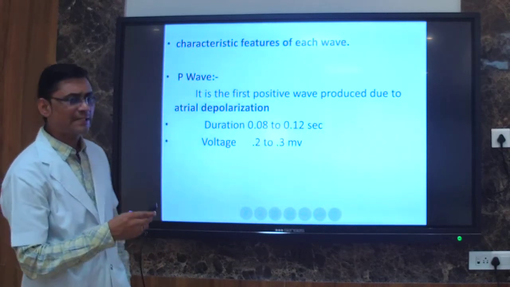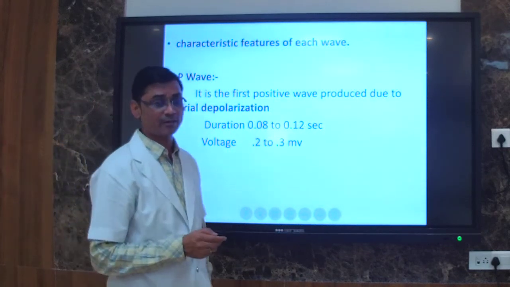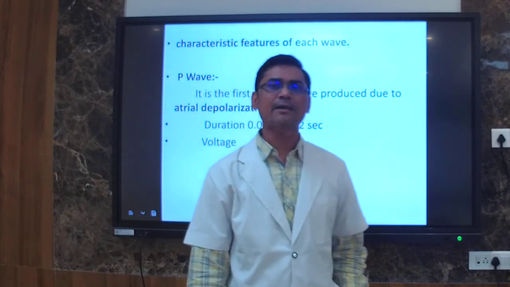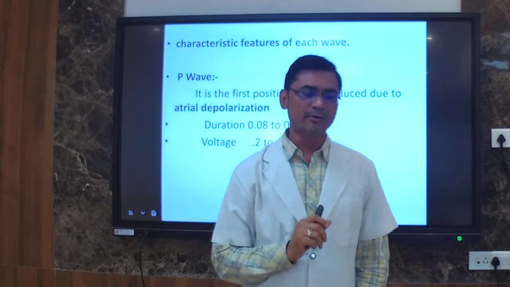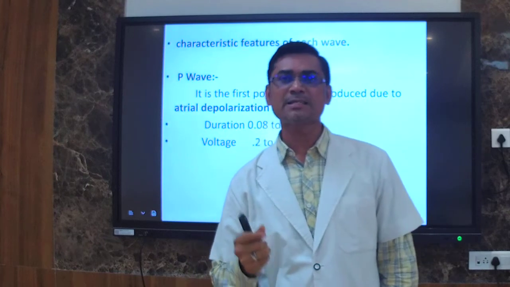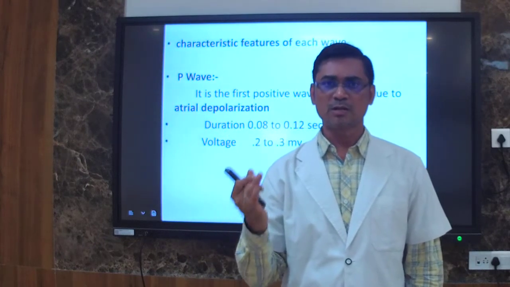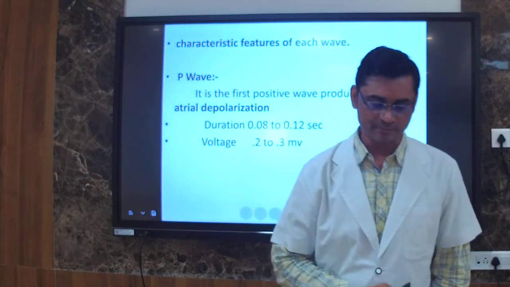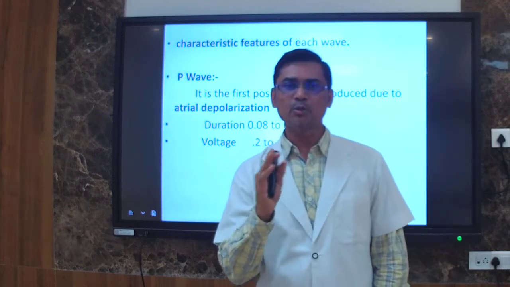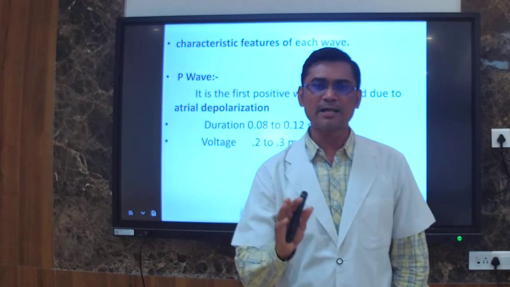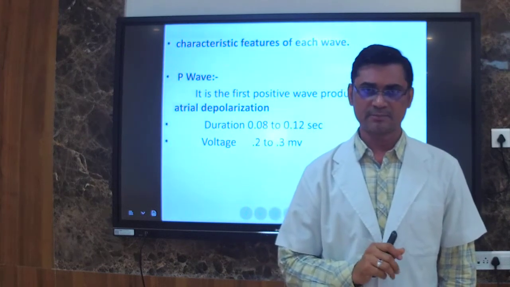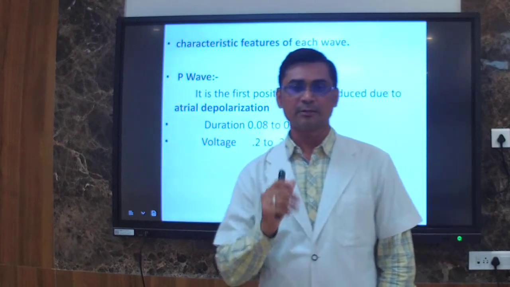Now coming to the characteristics of each wave that is recorded in the ECG. Normally there are 5 waves recorded in the ECG. These are named the P wave, Q, R, S and T wave. The Q, R and S waves are combined together and known as the QRS complex.